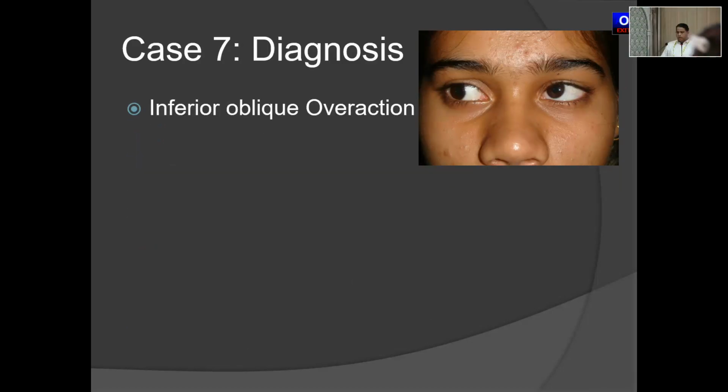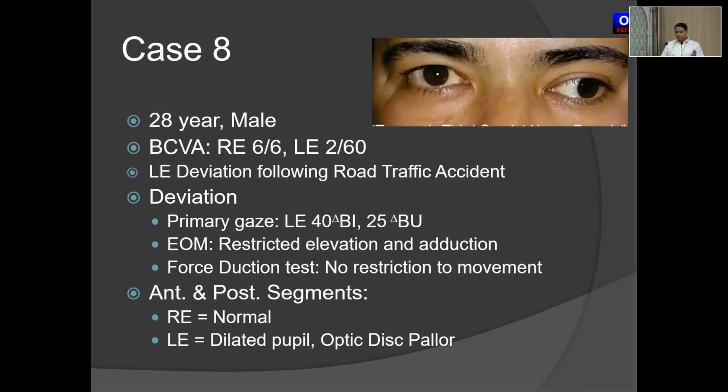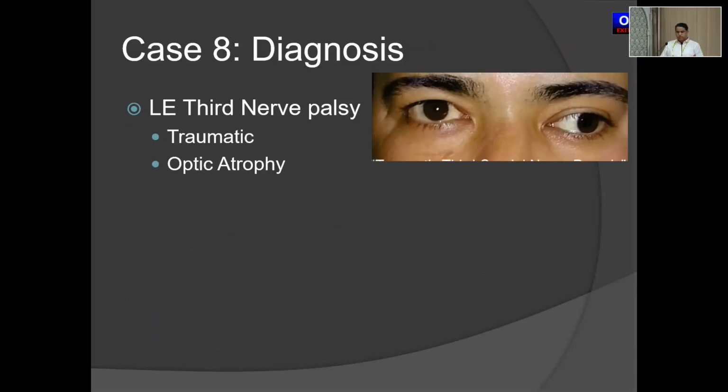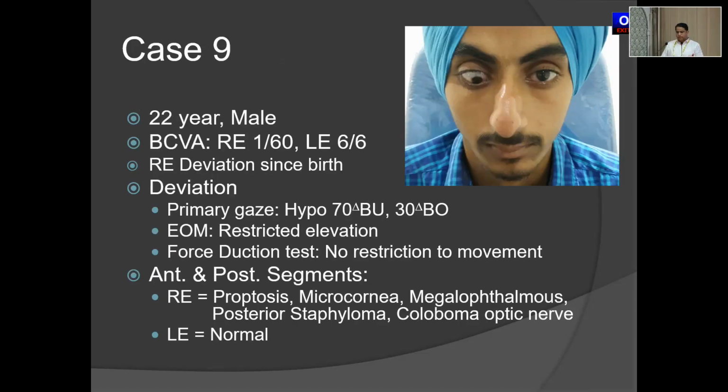If it is only inferior oblique overaction, just inferior oblique recession was helpful in these patients to correct the deviation. This patient of third nerve palsy, because of trauma, needed a surgery which was lateral rectus recession with medial rectus recession and inferior oblique recession. Did very well after surgery.